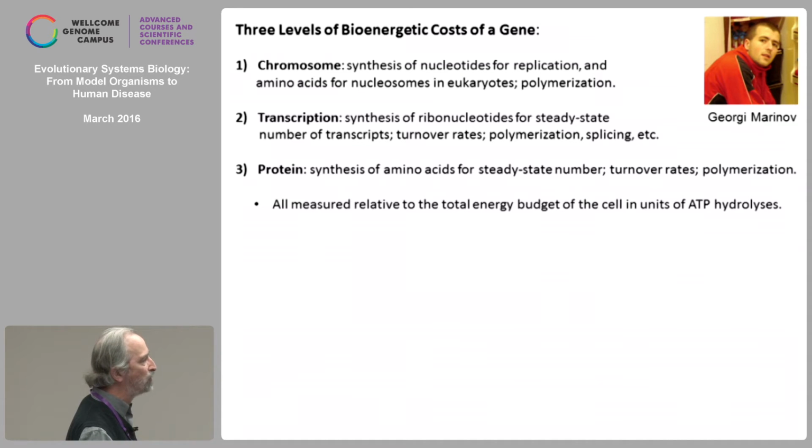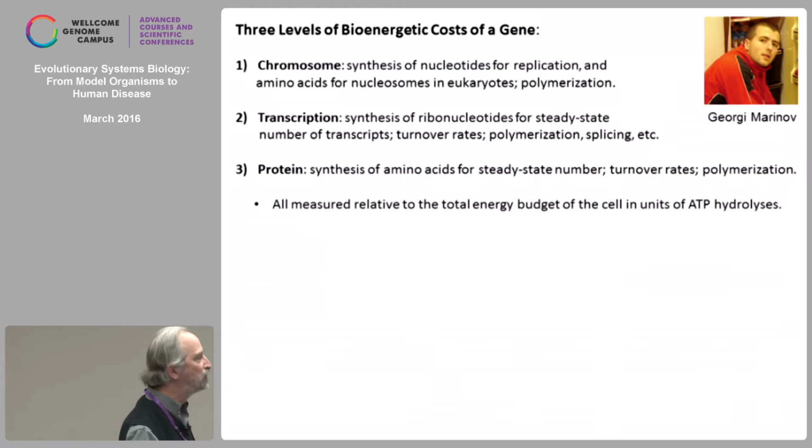And I'm just outlining a few of them in words. But the main point here to think about is there's three levels of cost of a gene. There's levels that you have to pay at the chromosome level. You have to make nucleotides. You have to replicate those nucleotides.